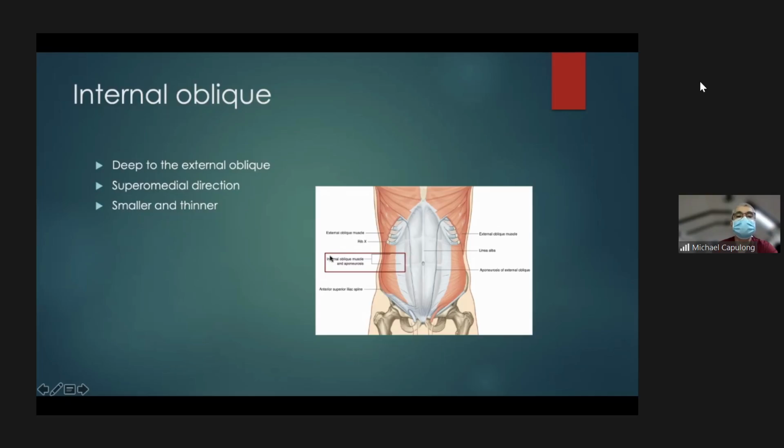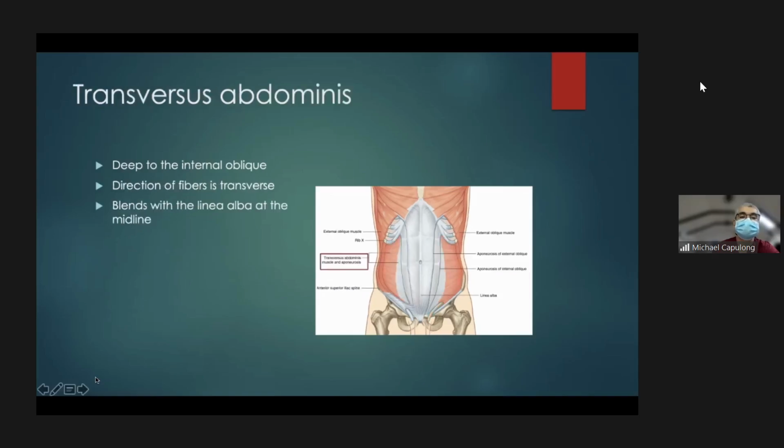Your internal oblique is smaller and thinner than your external oblique. And as I've said, the direction of fibers would be obliquely pointing upwards, in a superomedial direction. The last one would be your transversus abdominis. It blends with the linea alba as it goes towards the middle, and this is closely associated with all the other aponeuroses.